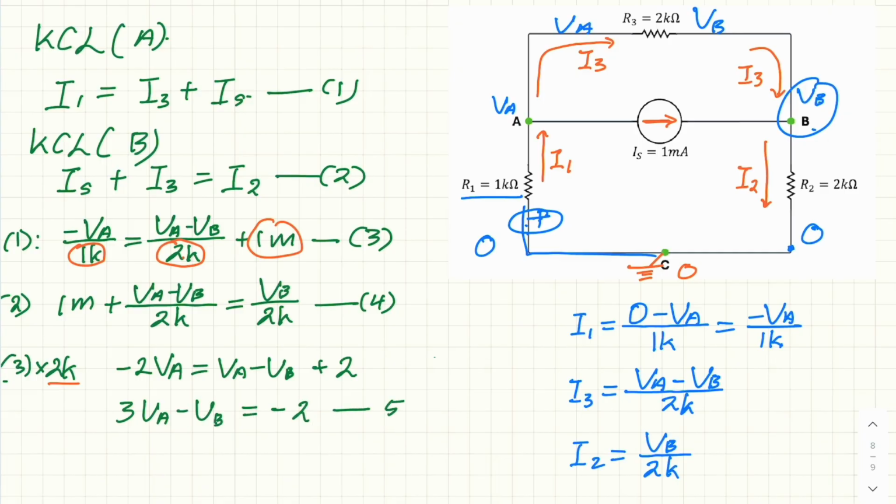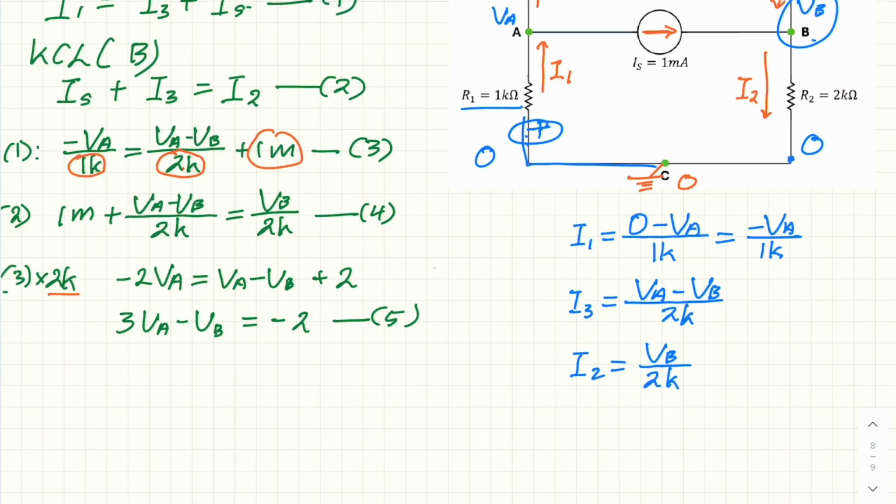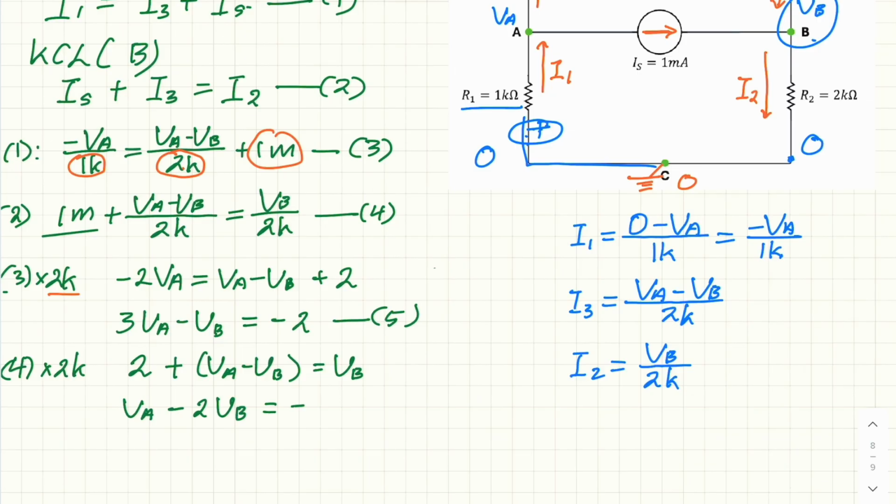This is equation 5. For equation 4, we can say 4 times 2K, the same. And again, when 1M multiply 2K, it becomes 2 plus VA minus VB equal to VB. So we can say VA minus 2VB equal to minus 2. This is equation 6.